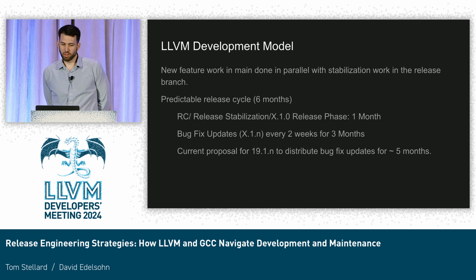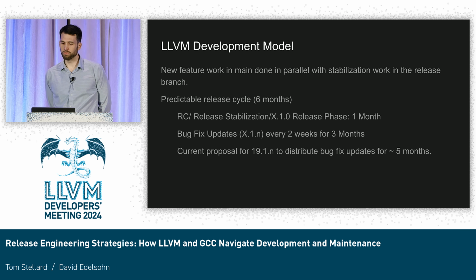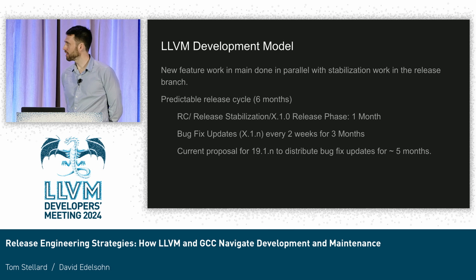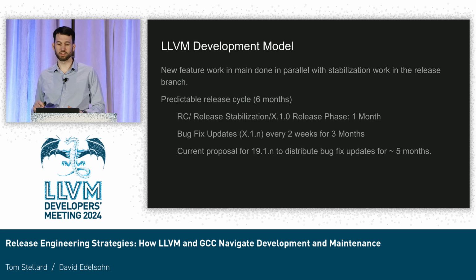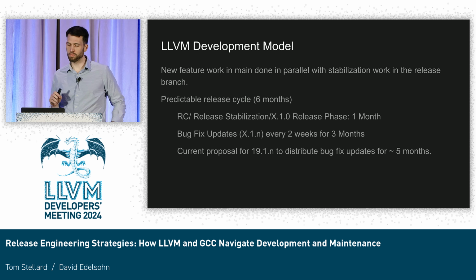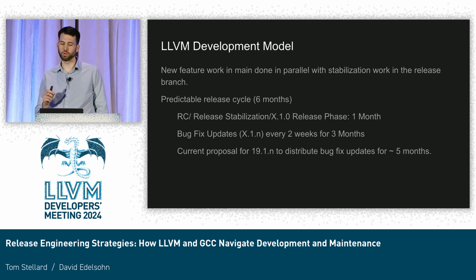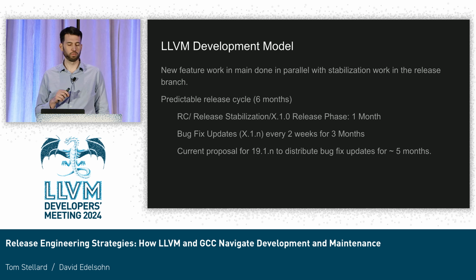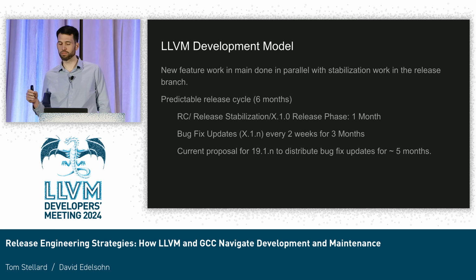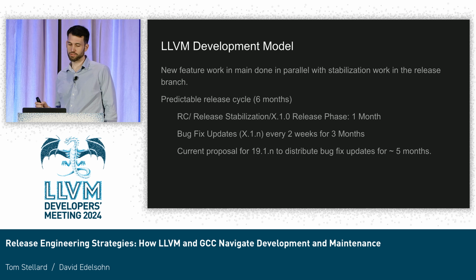And so one part of our development model that is very different from GCC is that we continue to do feature work in the main branch while we stabilize code for the next release in the release branch. Part of the reason we do this is that many downstream users aren't really interested in our release branches and really only care about what's in main. So if we were to freeze the main branch for a period of time like GCC does, we would end up with a lot of very unhappy users.